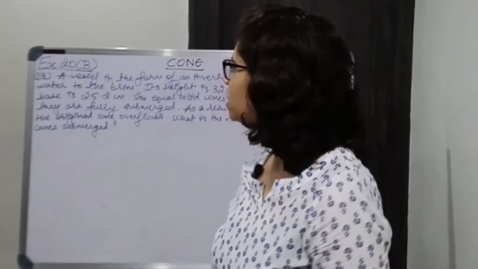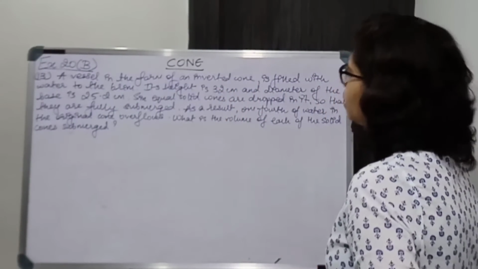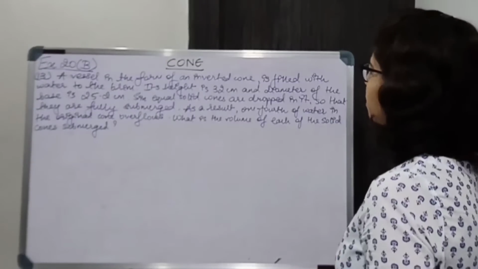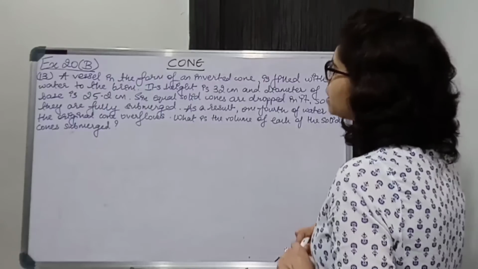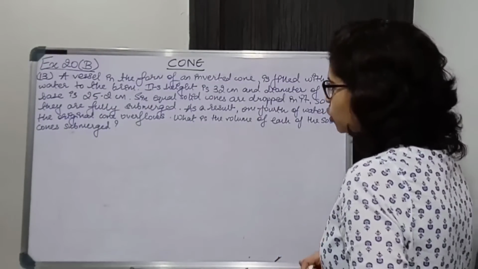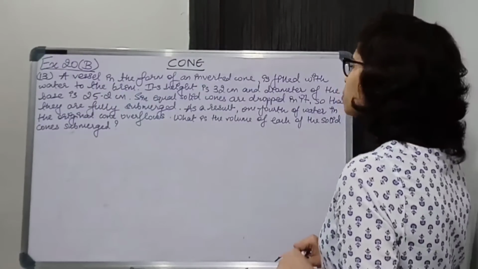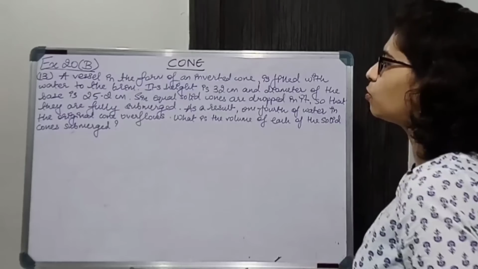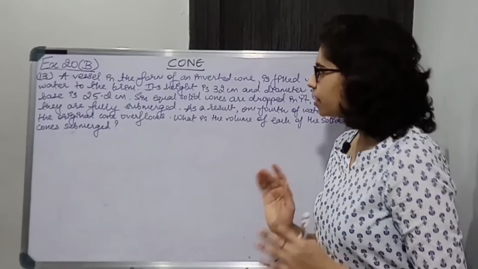Question number 13. A vessel in the form of an inverted cone is filled with water to the brim. Its height is 32 centimeter and diameter of the base is 25.2 centimeter. 6 equal solid cones are dropped in it so that they are fully submerged. As a result, 1/4 of water in the original cone overflows. What is the volume of each of the solid cones submerged? The question is a little big, but read it carefully.